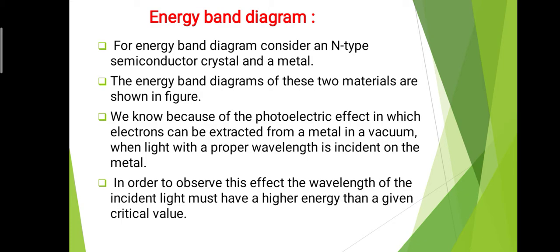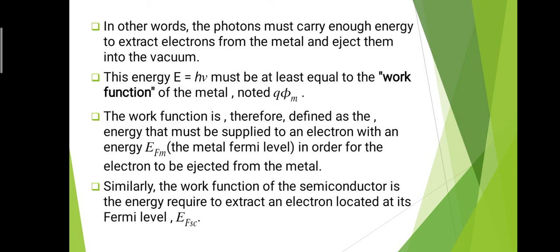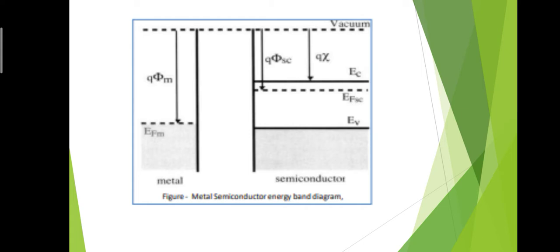Energy band diagram. For energy band diagram, consider an n-type semiconductor crystal and a metal. Generally, we take a semiconductor material which is either n-type or p-type. Here we consider the semiconductor material which is of n-type, and a metal. The energy band diagrams of these two materials are shown in the figure. This figure shows the energy band diagram for the metal and semiconductor, which we will discuss later.